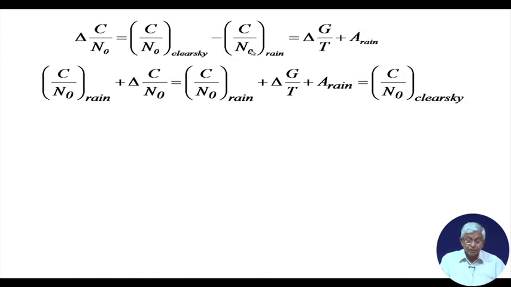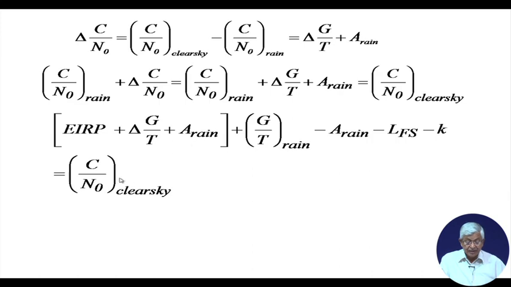Now, if I want to make the C by N rain, I know, and if I add this factor I get the clear sky. That is, C by N naught rain plus delta G by T plus A rain, which is delta C by N, becomes C by N naught clear sky. And C by N naught clear sky is what? EIRP. Now, C by N naught rain plus this: EIRP plus delta G by T plus A rain, and G by T during rain minus A rain minus L free space minus K is all there, and you get C by N naught clear sky.